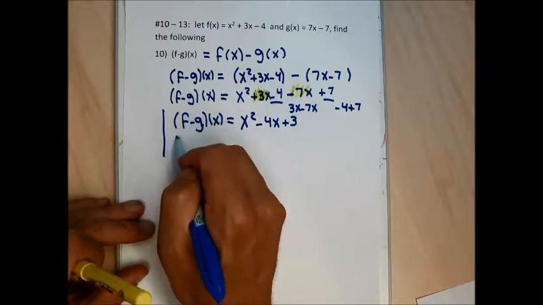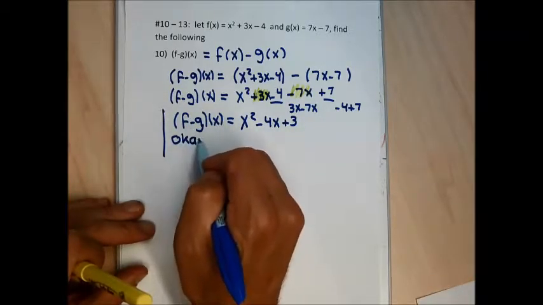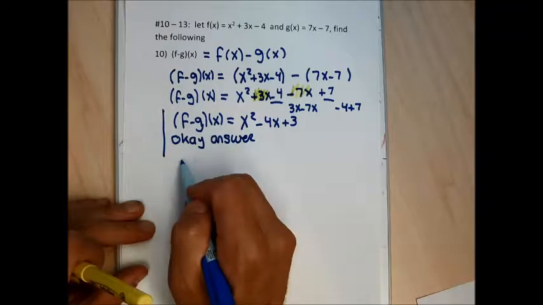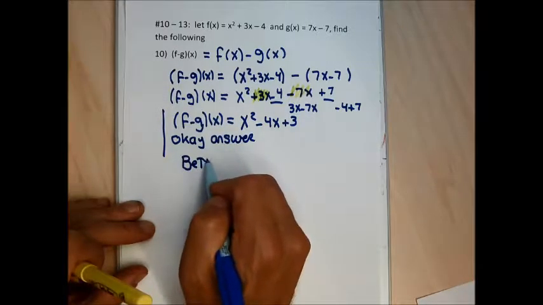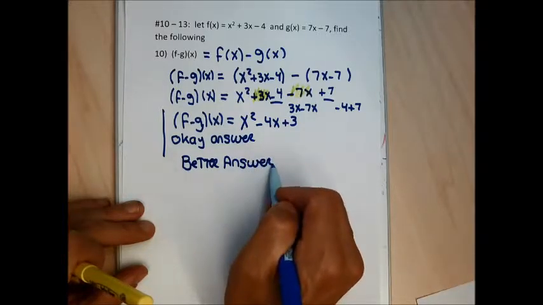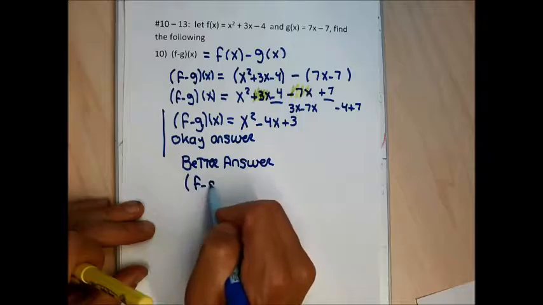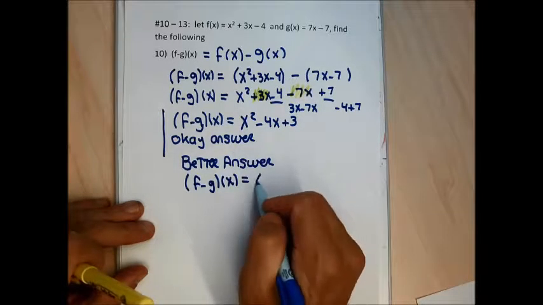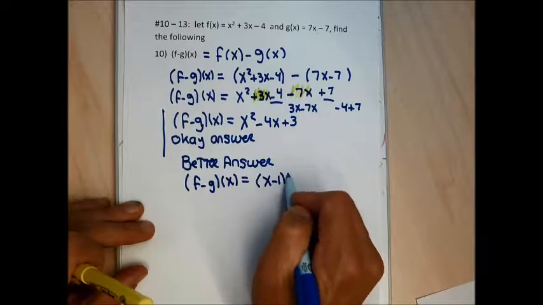I would consider this an okay answer. If you gave this to me on a test, I'd give you full credit. But because it factors, a better answer would be the factored version of this. And so my answer that I'd probably write in my solutions manual would be this factored, and this factors into x minus 1 times x minus 3.